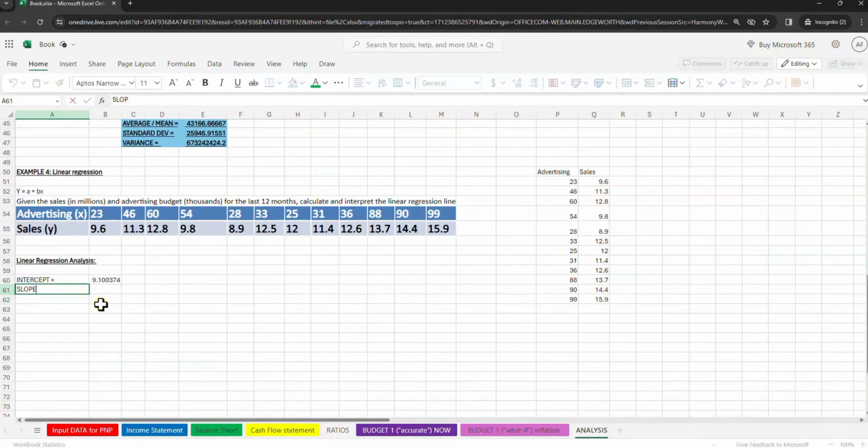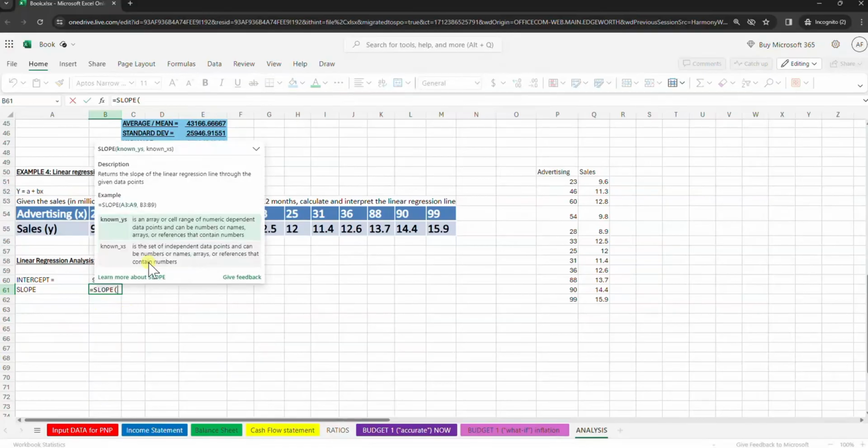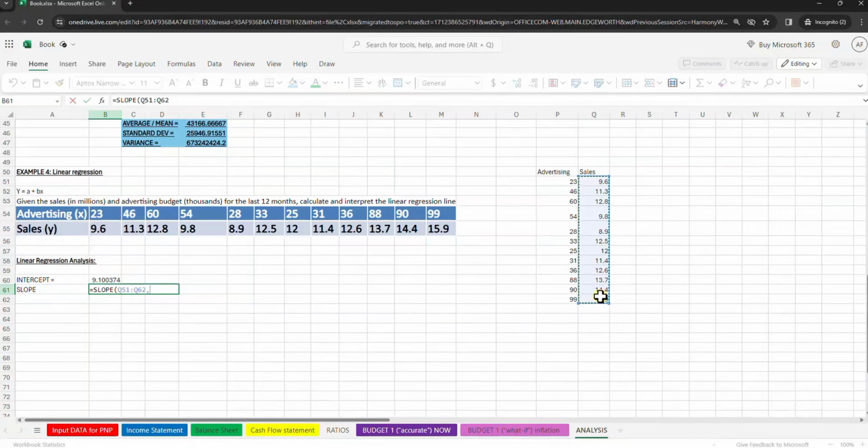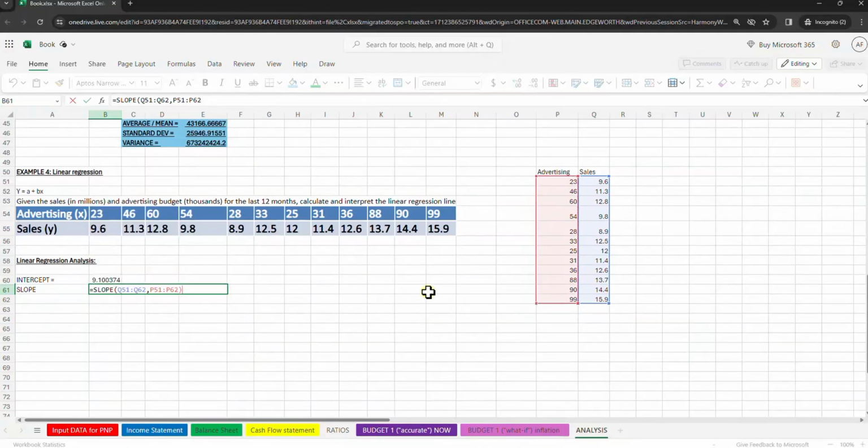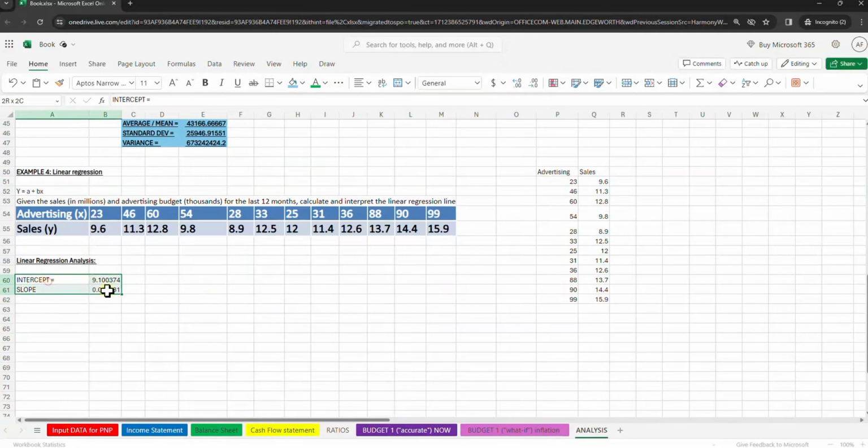Wrong cell. Okay, let's do the slope. So we'll have to use this then. It doesn't like the formatting there. So let's again select what we want. The sales we expect to be our dependent variable. We expect advertising to be our independent variable, and that's our slope.